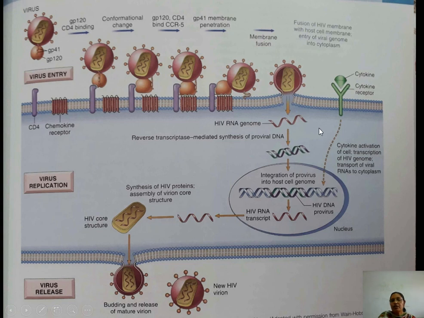But when there is activation of the CD4 cell by different types of cytokines, or when different antigens attack these people because of decreased immunity, there is an increase in cytokine production, and after the cytokine production there is activation of the cell. When there is activation of the cell, there is activation of the proviral genome also, which is integrated in the host cell, and there is again proliferation of these virions, then formation of HIV RNA, and this HIV RNA comes into the cytoplasm and forms the HIV core structure.